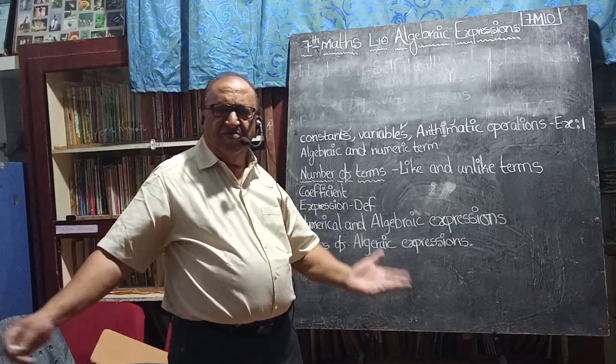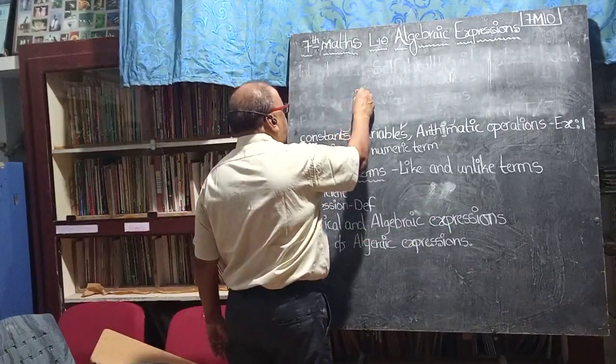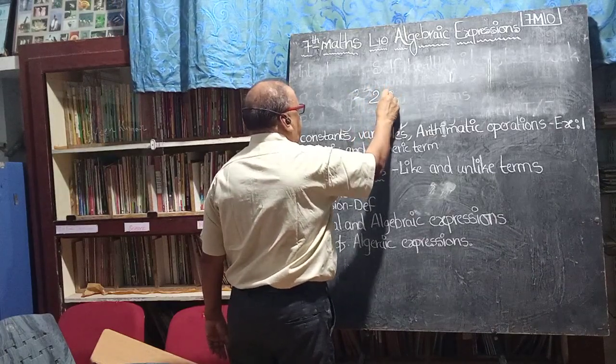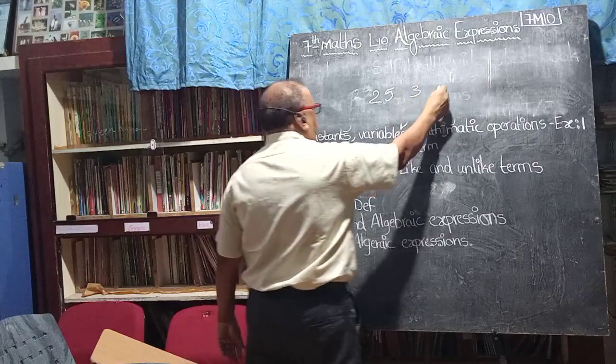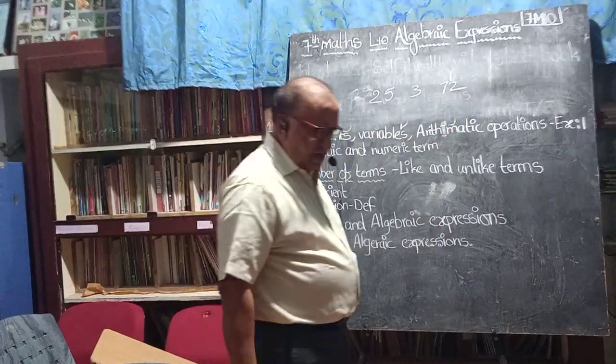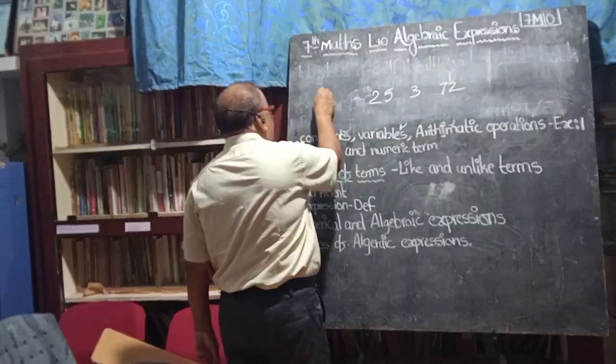Constants and variables. What will we do? Suppose 25 or 3 or 72. The values of these numbers do not change. So these are called constants.